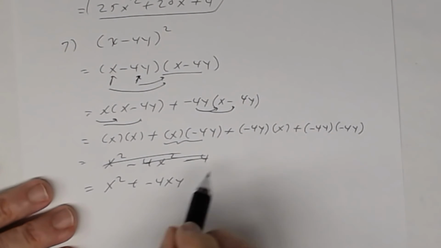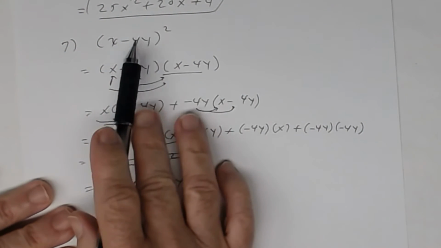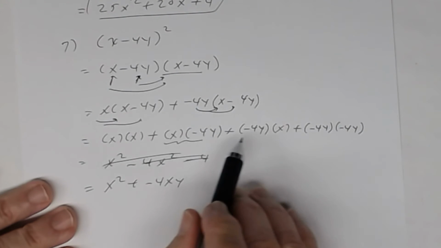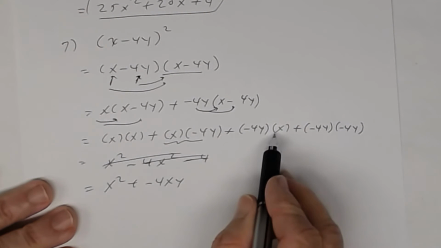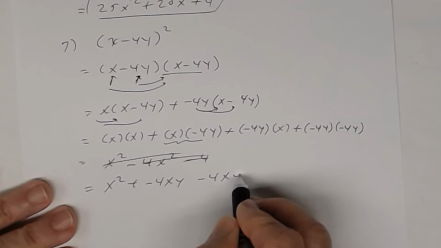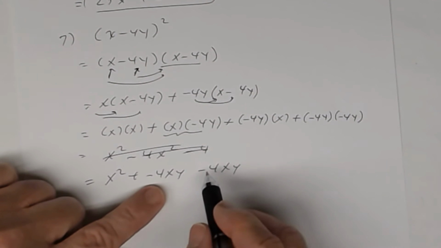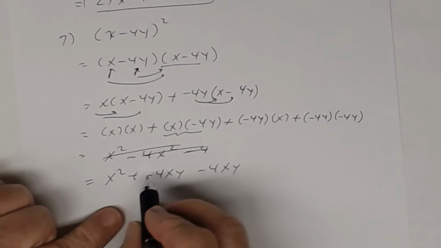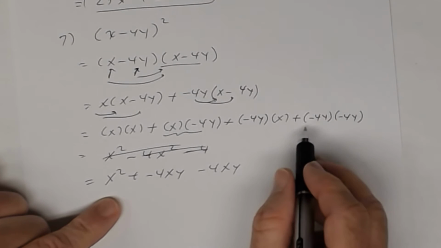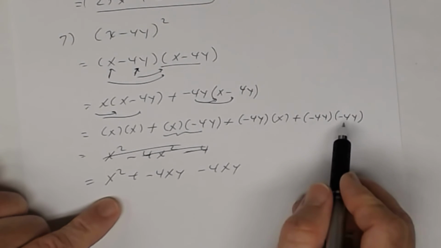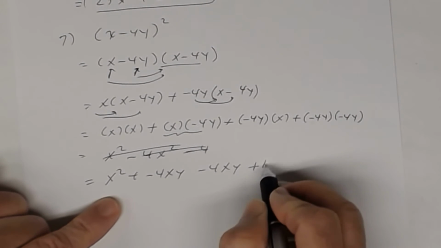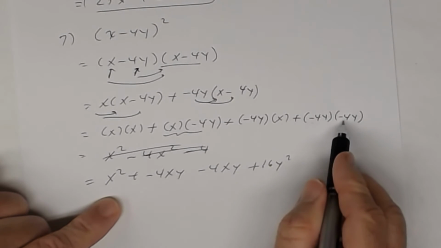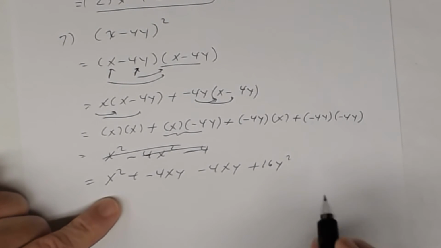I wrote x squared. And then remember, you're squaring a binomial, right? So this and this better be the same. So a negative 4y times x is a negative 4xy. Notice those are the same. Negative 4xy, negative 4xy. And then negative 4y times a negative 4y is a positive 16y squared. Negative 4 times negative 4 is 16. Y times y is y squared.